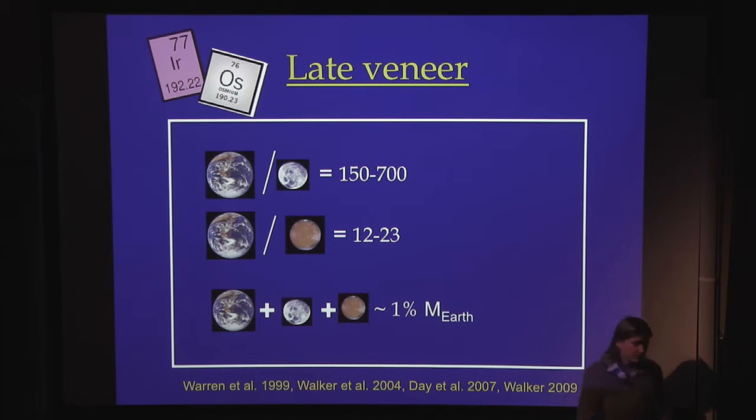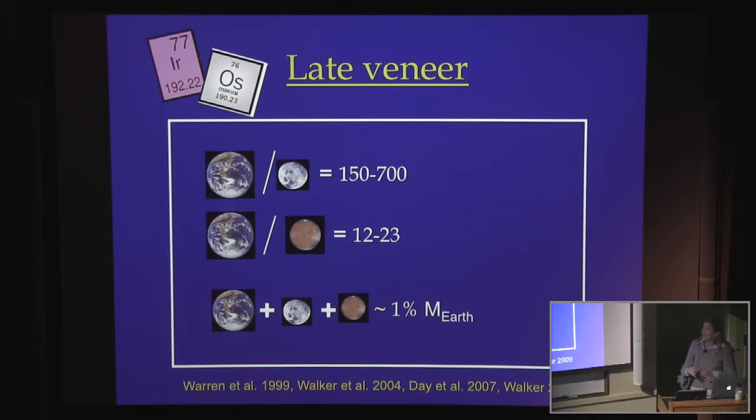moon-forming impact. And then you can repeat the same exercise for rocks we have from the Moon and Mars, and you find that in terms of relative ratios, the Earth accreted a few hundred times more, so maybe 150 to 700 times more material as late veneer compared to the Moon, and about 10 to 20 times more material as late veneer compared to Mars. So that's the geochemical evidence we have that these leftover planetesimals really existed in the terrestrial planet region.